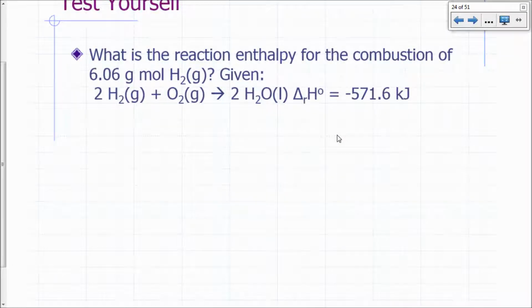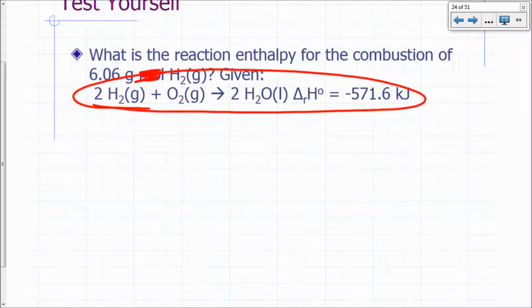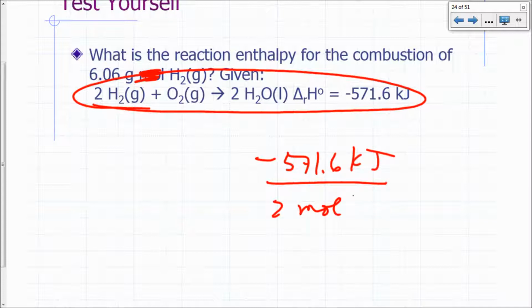All right, what if, oops, error here. I meant to have grams of H2 here. What is the reaction enthalpy for the combustion of 6.06 grams of H2, given this thermochemical equation? I know it's negative 571.6 kilojoules for 2 moles of H2, right? And what did we learn last time? If you divide this number by 2, it will give you per mole of H2. So you multiply by moles of H2.